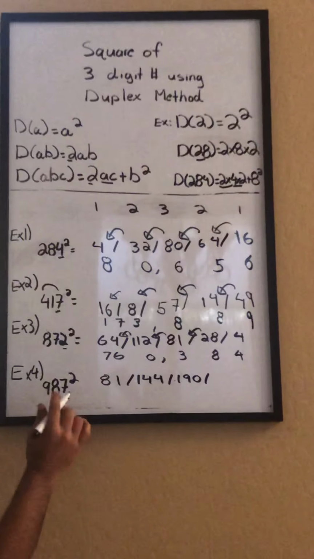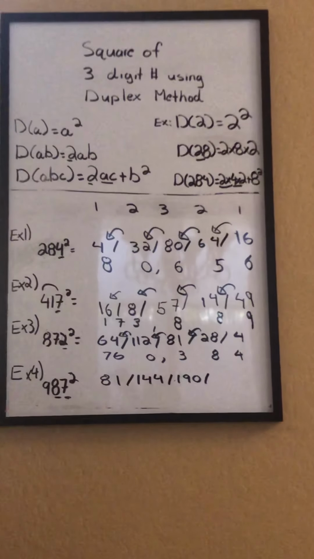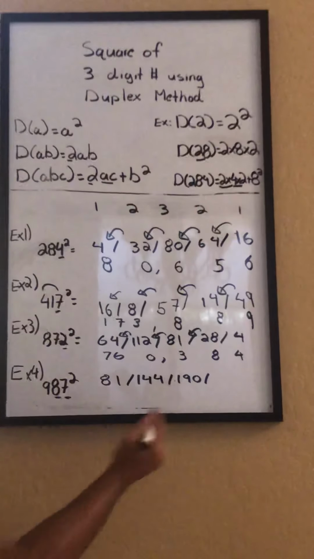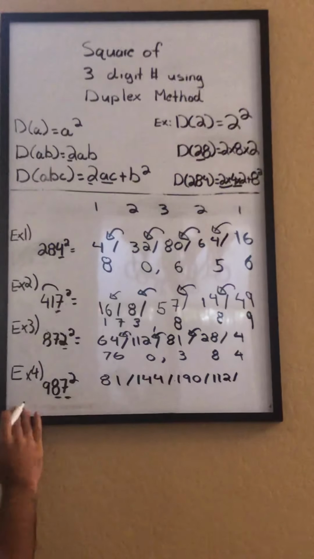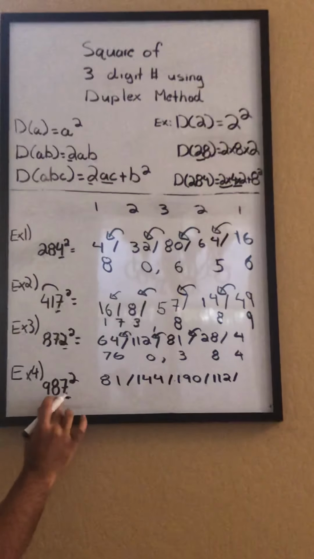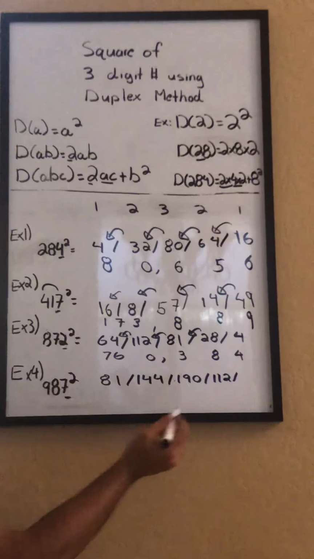Now we move over here. The duplex of the last two numbers, 8, 7. What's 8 times 7 times 2? That's 8 times 7 is 56. 56 times 2 is 112. Okay? And then over here, the duplex of the last number, 7. 7 squared is 49.